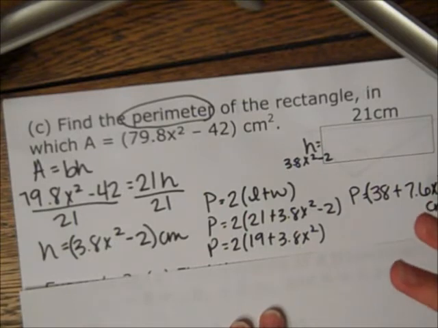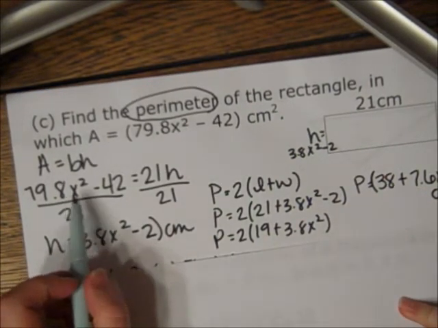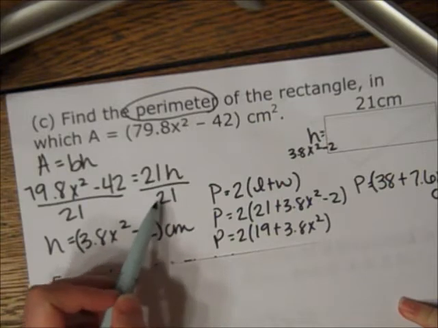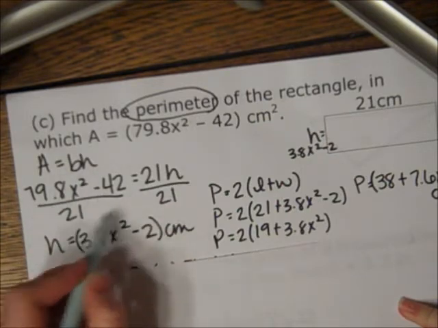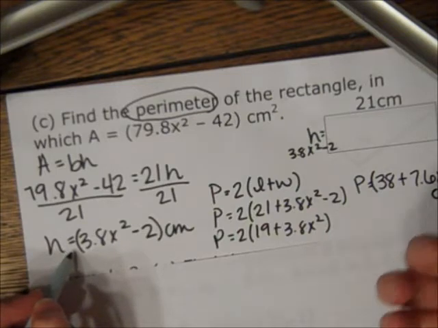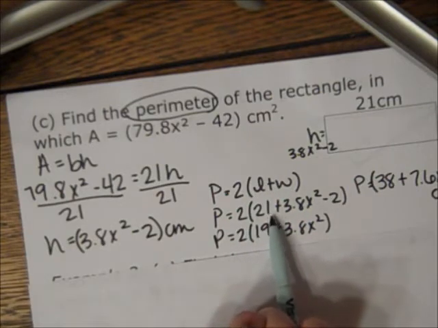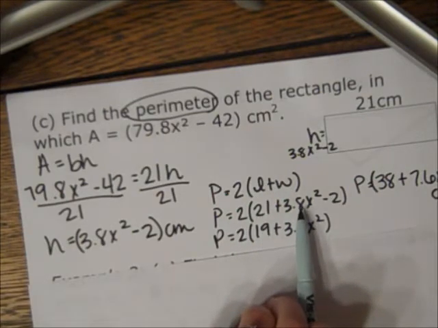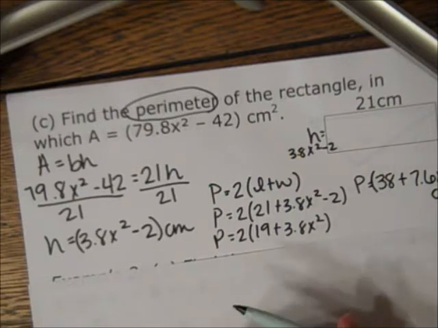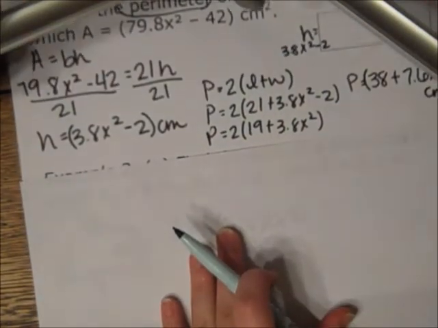So to start this problem out, we did it just the same as the last one. We set up our formula. We had to divide by the base in order to find out that the height was 3.8x squared minus 2. Then for this problem, we had to keep going because it asked us for perimeter. So we used our formula for perimeter, substituted in our length and our width, or base and height, whatever you want to call it, and simplified as much as we can. Okay, y'all pause here and try 2A about a trapezoid.